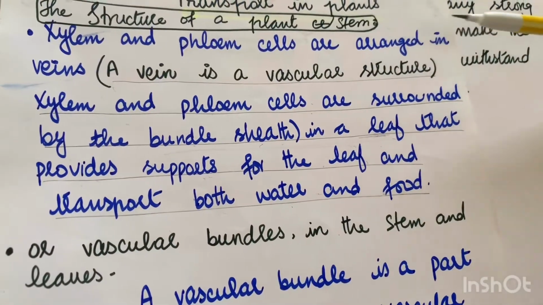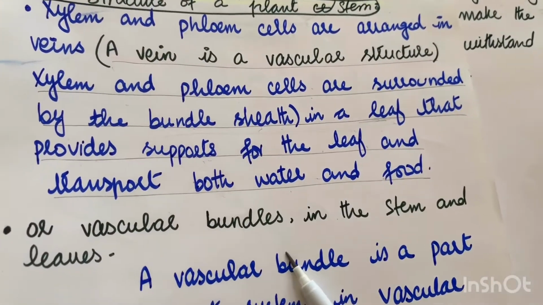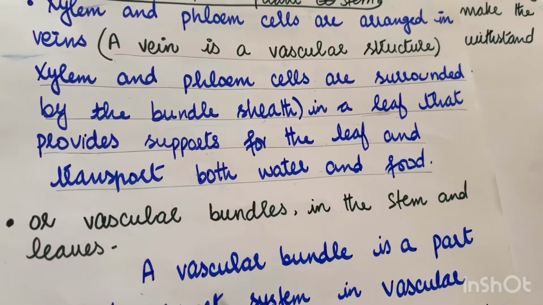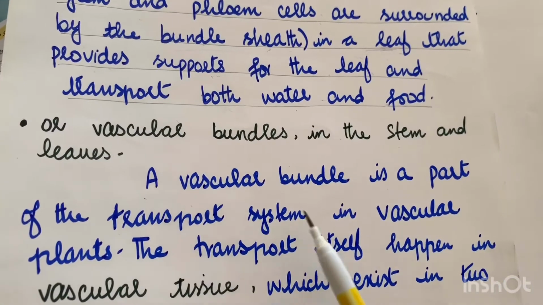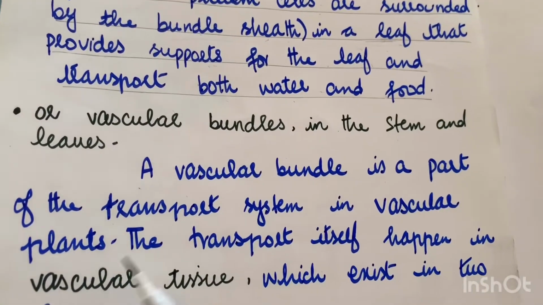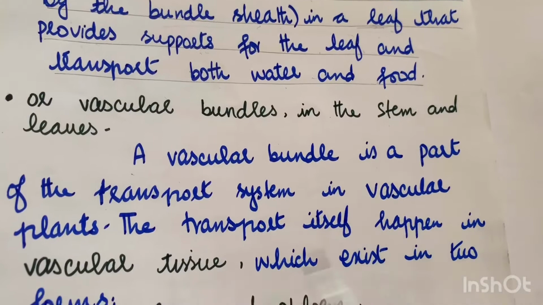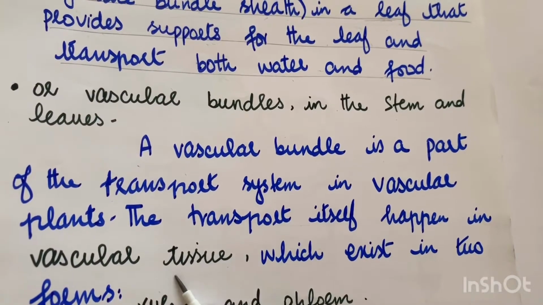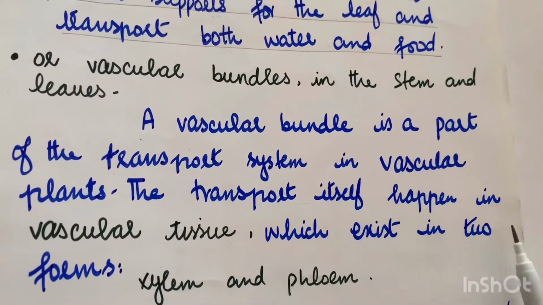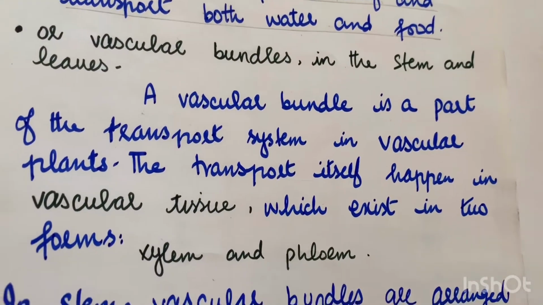Xylem and phloem cells are arranged in veins or vascular bundles in the stem and leaves. Now what's a vascular bundle? A vascular bundle is a part of the transport system in vascular plants. The transport itself happens in vascular tissue. So transportation happens in the vascular tissue, which exists in 2 forms, which are xylem and phloem.